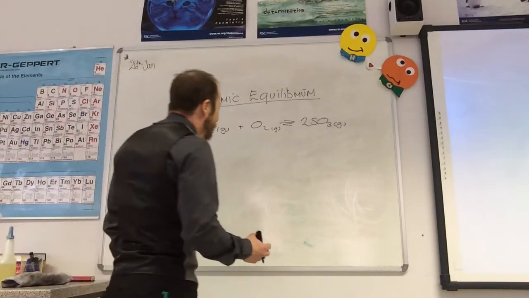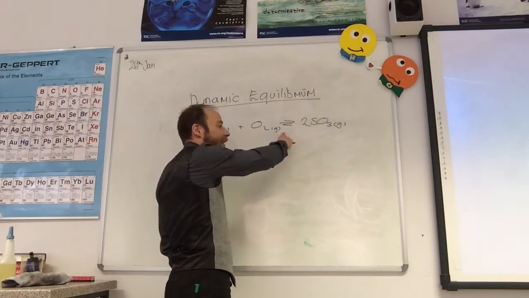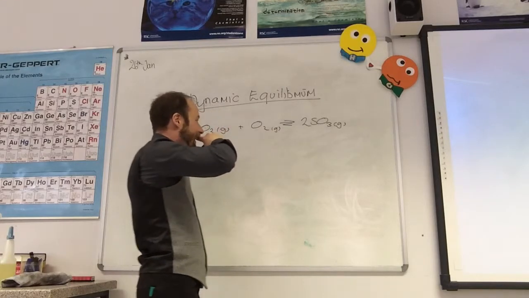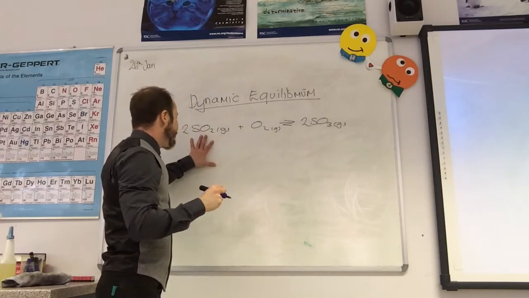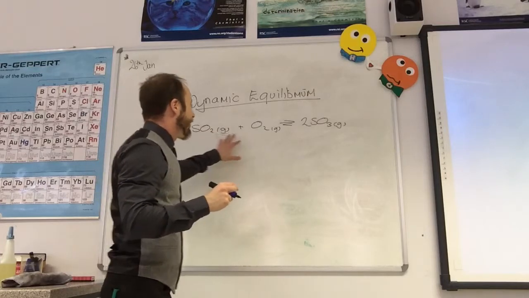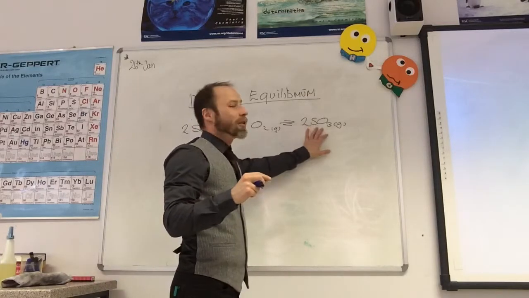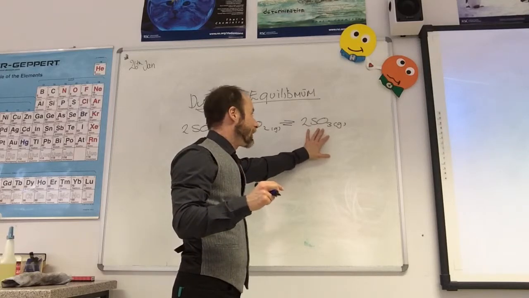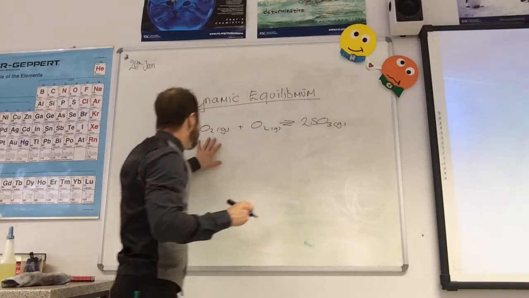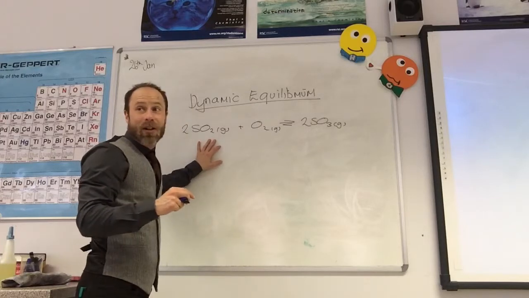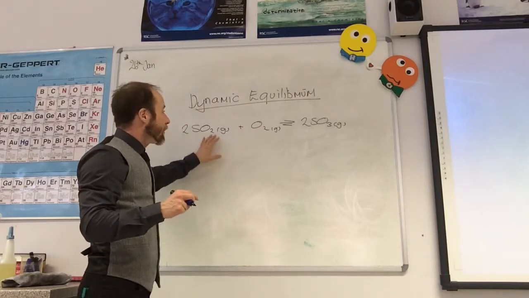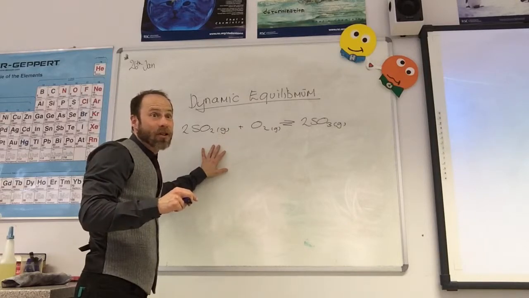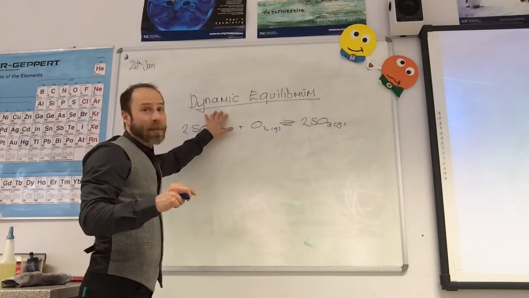And we show that they're reversible by using this little arrow here. So what is this telling me? Well, it's telling me that I can take sulfur dioxide and react it with oxygen to make sulfur trioxide. But equally, sulfur trioxide can split apart to give me sulfur dioxide and oxygen. Now this topic, we call that an equilibrium. It's an equilibrium reaction. And it's dynamic.